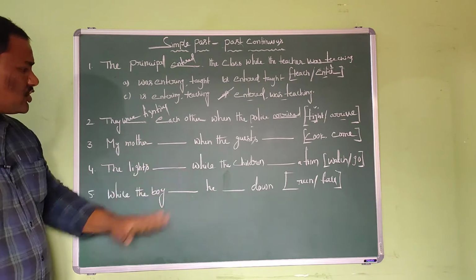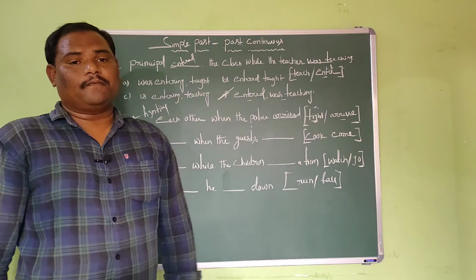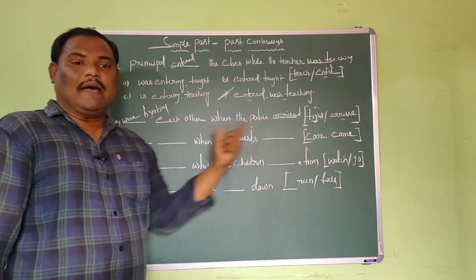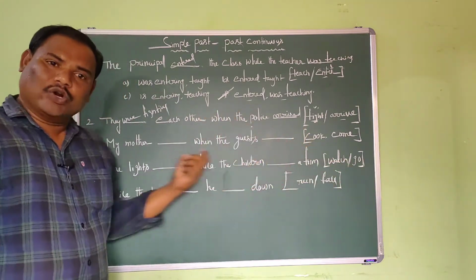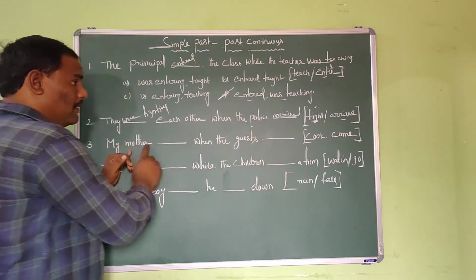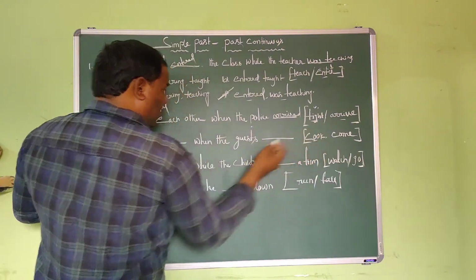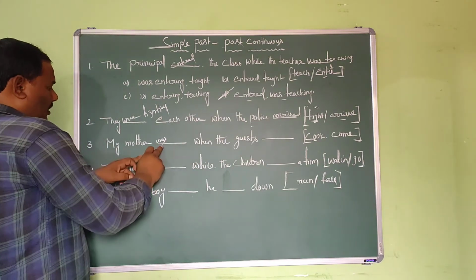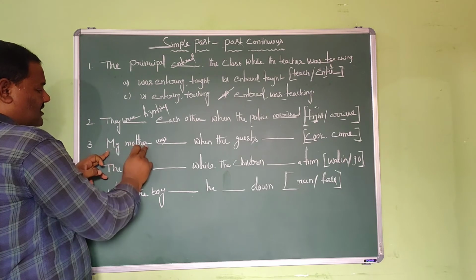My mother dash when the guests dash. What was happening? Then what happened? When something happened, what was happening? The mother, she was doing something. She was cooking. My mother was. Why was here? Because the subject is a singular one.